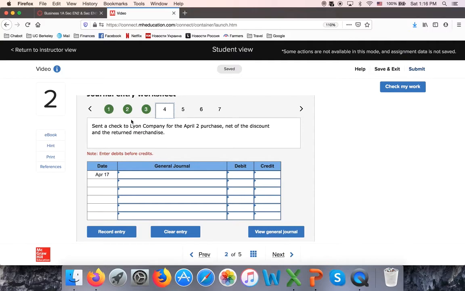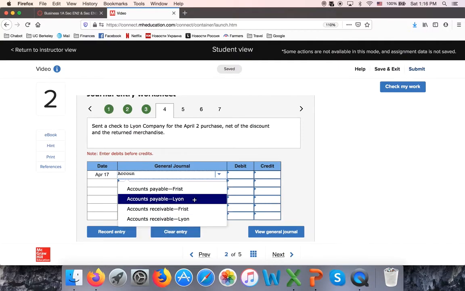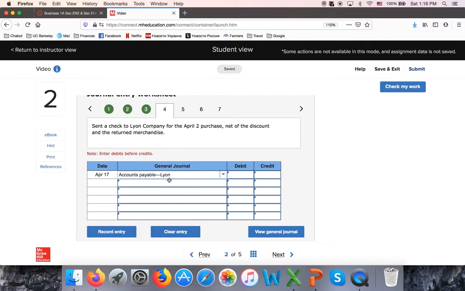Check. We sent a check to Lion Company for the April 2nd purchase, net of the discount and return purchases. So right away, remember April 2nd plus 15 days is April 17th. Do I get a discount? Yes, I do. I'm going to first just write the accounts, and then I'll figure out the amounts. And I suggest you do the same. I'm going to pay off AP, so I'll debit AP. Do I get a discount? Absolutely. Where does discount go? Purchase discount goes into merchandise inventory as a credit, and the rest is cash.